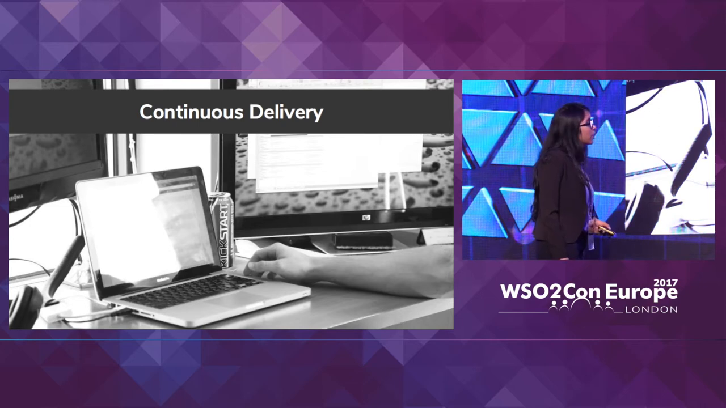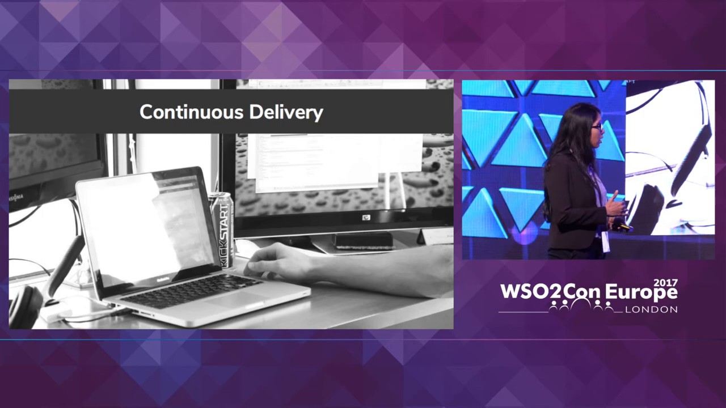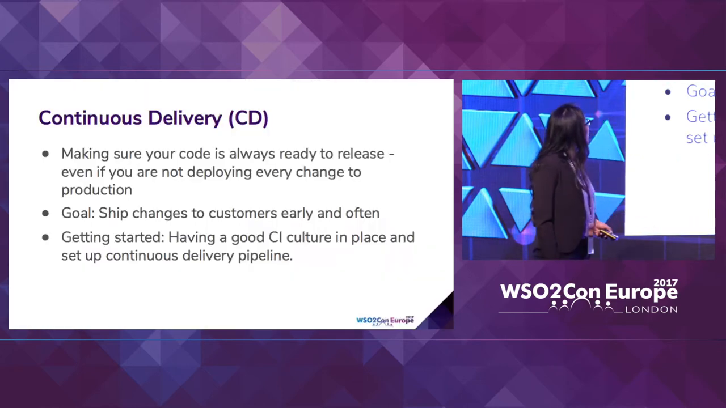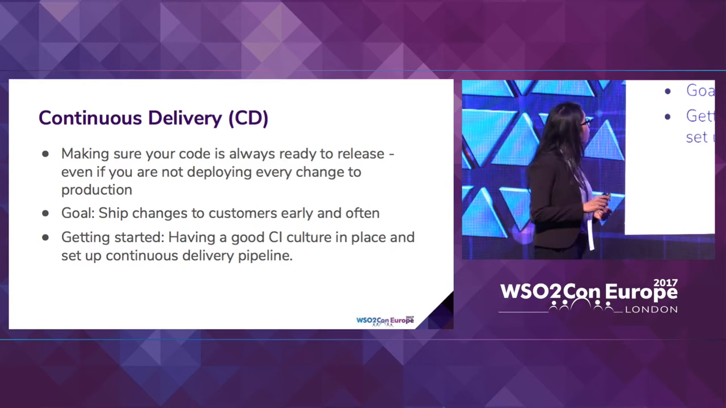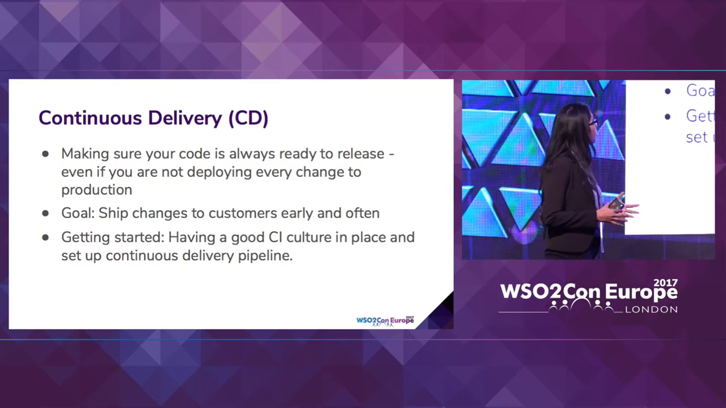Okay, so let's talk about continuous delivery. Continuous delivery builds upon continuous integration. So in order to do continuous delivery, you have to have continuous integration in place. So what is continuous delivery? This is making sure that your code is always ready to release, even if you're not going to deploy every change into production. Right?